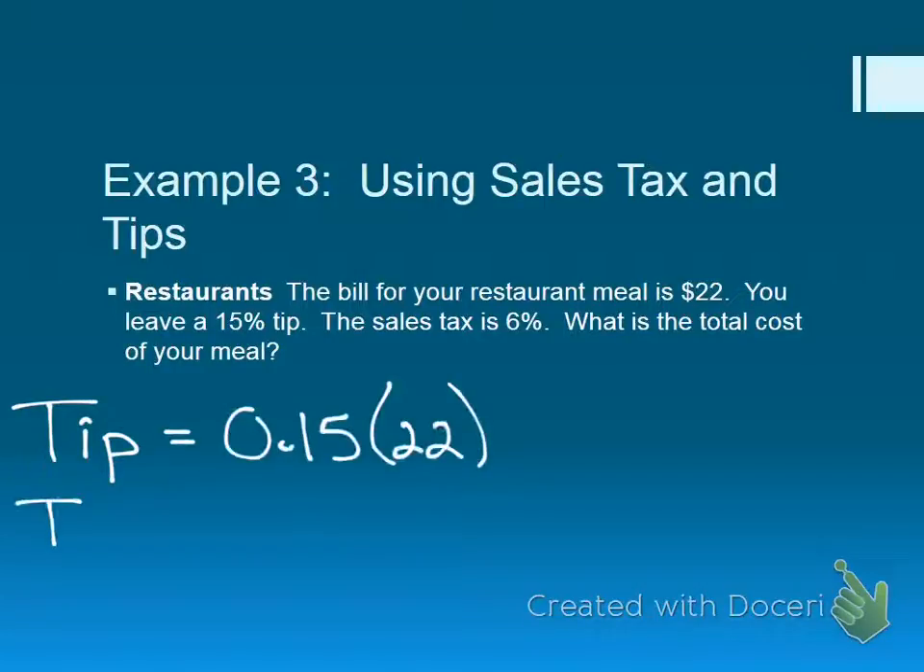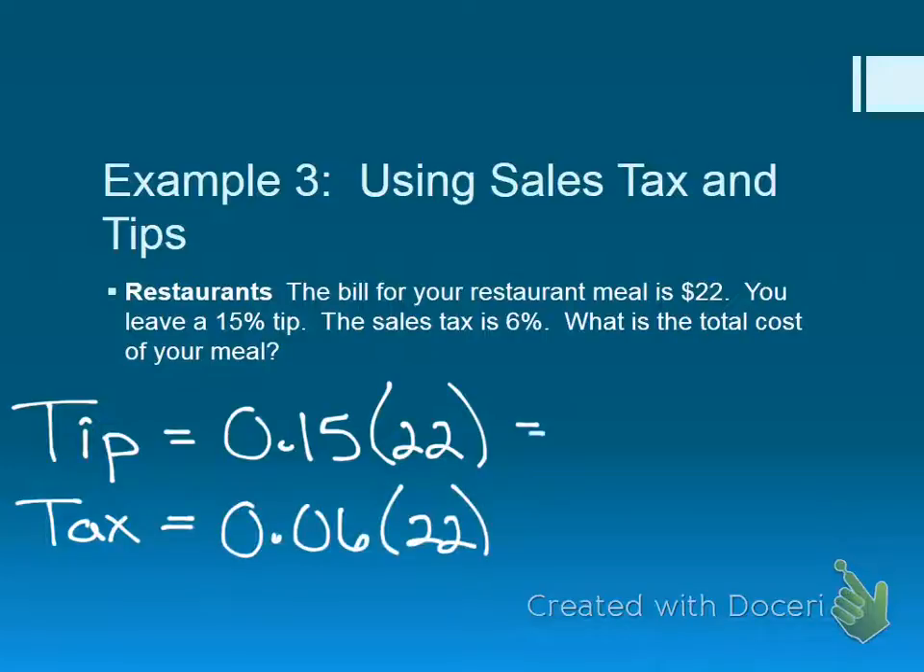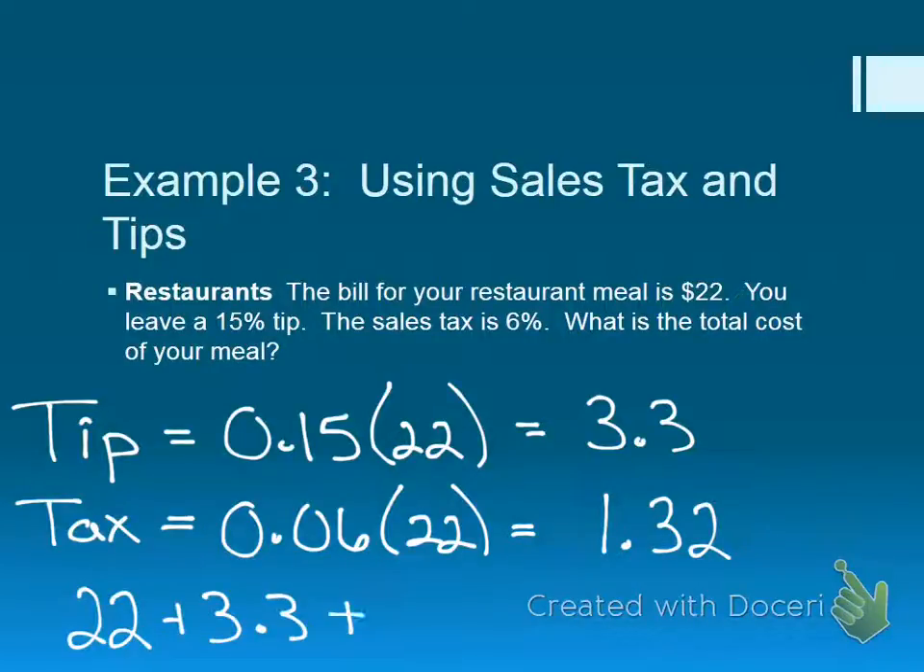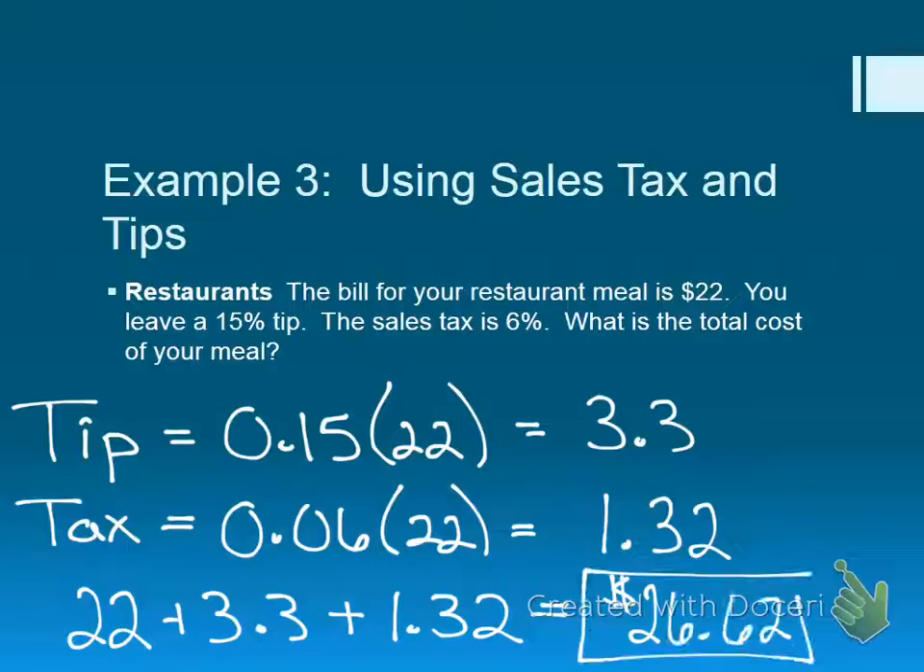$3.30. Did y'all calculate this? How much was my tax? $1.32. So now they figured out how much my tip is, how much my tax is, and just make sure that you write your answer in dollar format. You add them all together, okay? So add them all together, and then you find your total amount for your food bill.